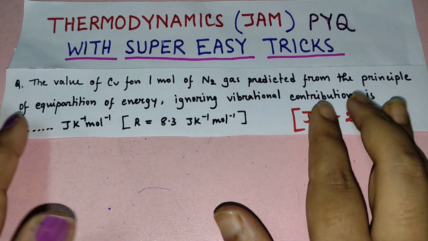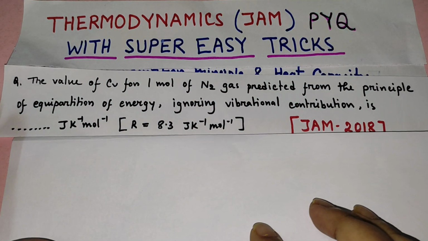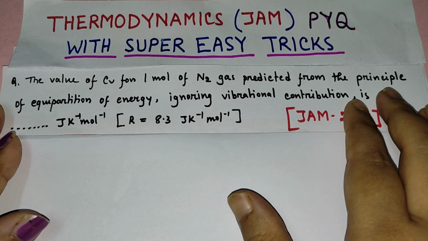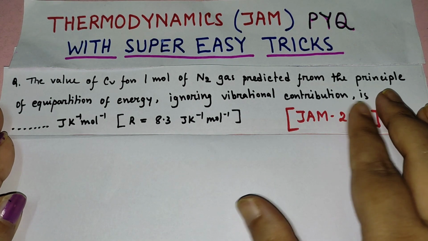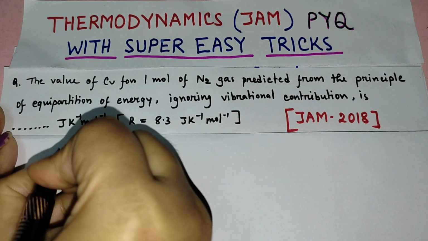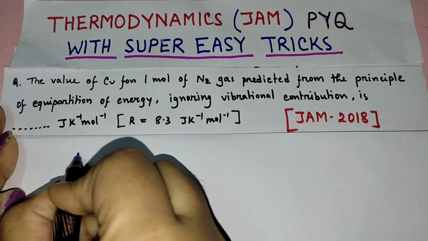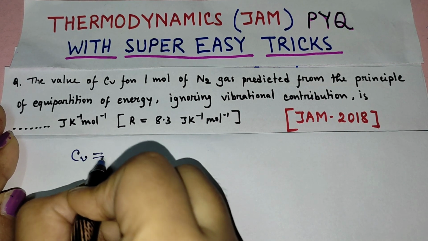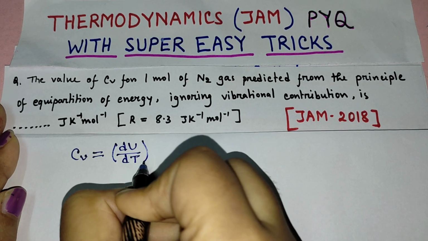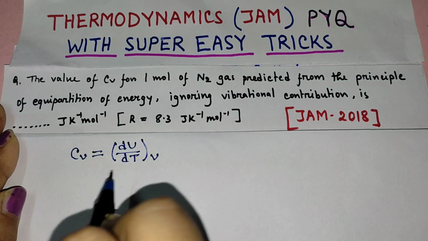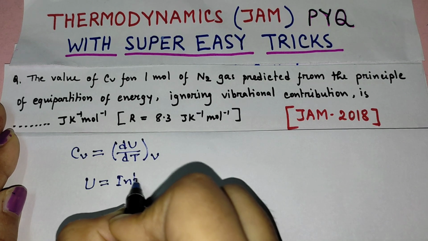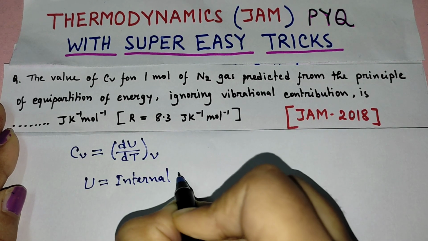The value of CV for 1 mole of nitrogen gas predicted from the principle of equipartition of energy, ignoring vibrational contribution. What is CV? CV is the heat capacity at constant volume. CV is equal to dU/dT at constant volume, where U is the internal energy.